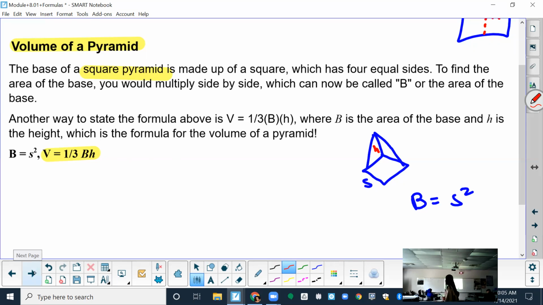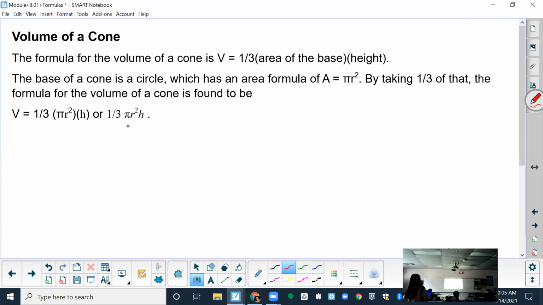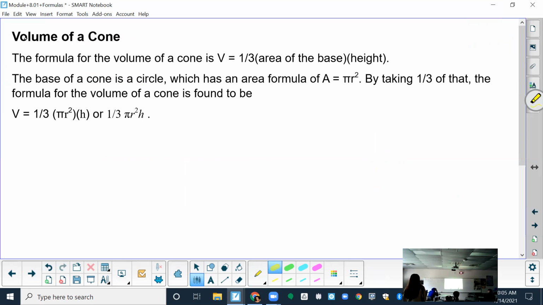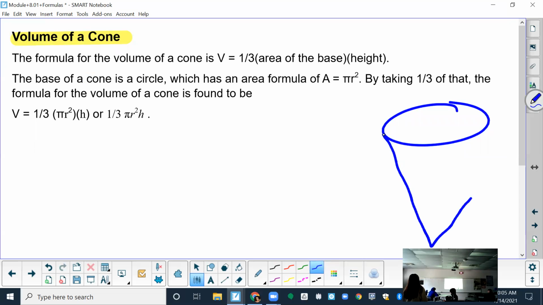All right, so next page. Volume of a cone. Remember, cones look something like this. Sorry, it's hard to draw straight lines on here. So you have a circle on top, a cone-ish shape on the bottom, and then that formula, we are going to highlight this one here.